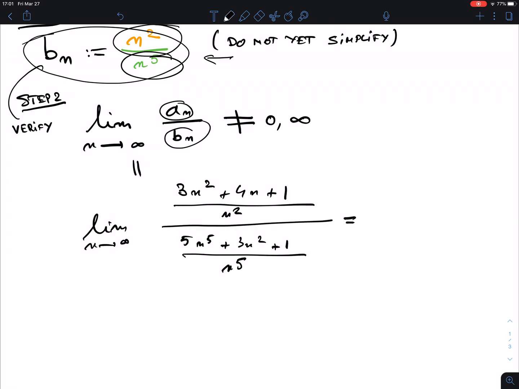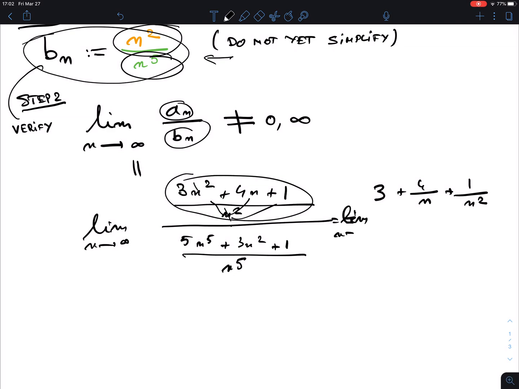Why do I do this? Because I'm going to simplify this fraction by dividing everything by n squared, which would be 3. These two n squares cancel out. But be careful, it's not just that. I have to divide each term here. So we have plus 4n divided by n squared, that would be 4 over n, plus 1 over n squared. We have done these things many times. This is still a limit, so I should write here, this is the limit for n going to infinity.